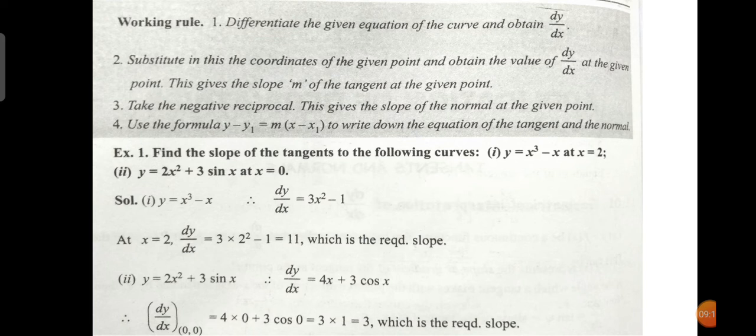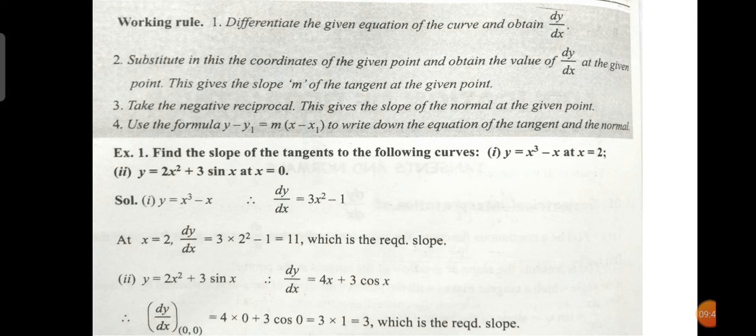Okay, so here I have given an example. Find the slope of the tangent of the following equation: y is equal to x cube minus x at x equal to 2. That is the equation. So first you have to find dy by dx. What is dy by dx? It is 3x square minus 1. Then at x equal to 2.